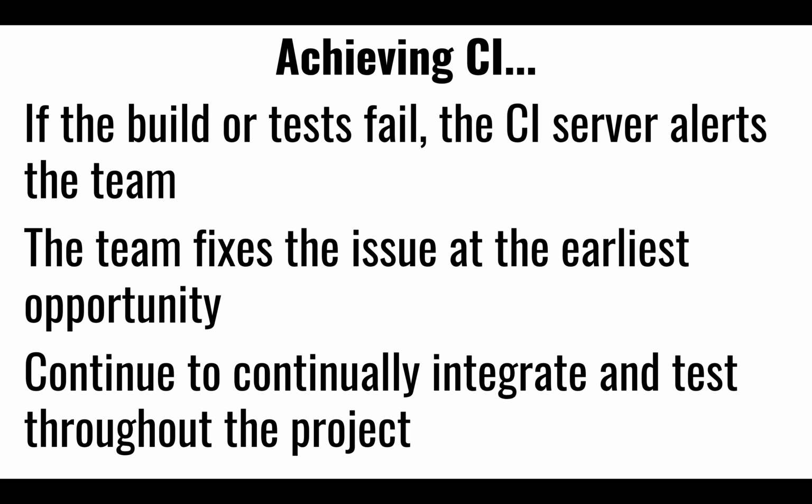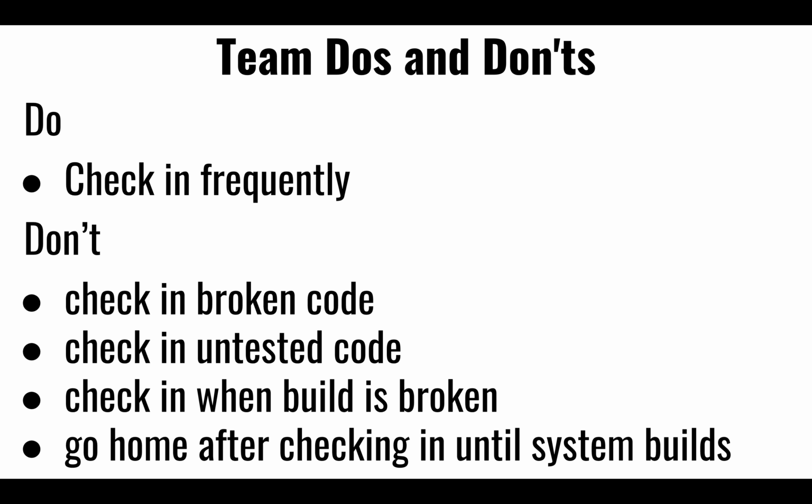It can be configured to send out a text message or a Slack message or an email message, or even call someone during the night that the build failed, right? And somebody should look at this, right? So it can be configured to have all sorts of alerts to make sure that the build is always healthy. The team fixes the build at the earliest opportunity, and we continuously do the testing throughout the project.